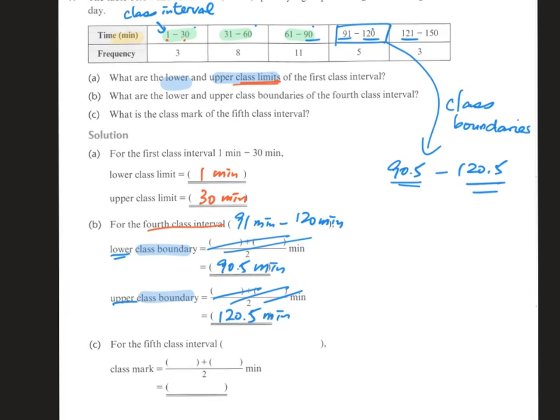Next, part C, you see the word class mark appears. If you still remember, it's about the middle number of each group. So you have two ways to do part C. Firstly, let's fill in the blanks first: 121 minutes to 150 minutes. Class mark, you can use the class boundary, which is 120.5 plus 150.5 over 2, and the result is 135.5 minutes. Or you can use 121 plus 150 over 2. So you should have got the same result, 135.5 minutes.